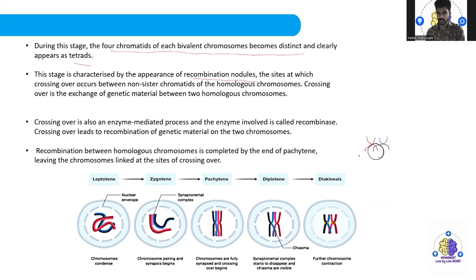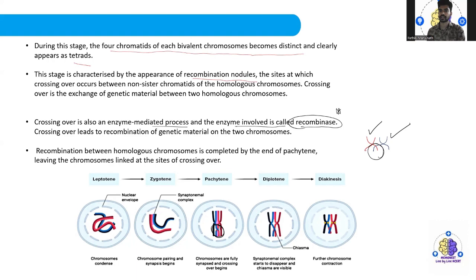So this is actually the stage where you are observing what? The crossing over. Okay, so can you see here? In the pachytene stage, the site at which the crossing over occurs is between non-sister chromatids. This chromatid is different and this chromatid is different. Crossing over is happening, right? So that is what you are going to observe, the crossing over between two homologous chromosomes. Crossing over is also an enzyme-mediated process, and the enzyme involved is called recombinase.